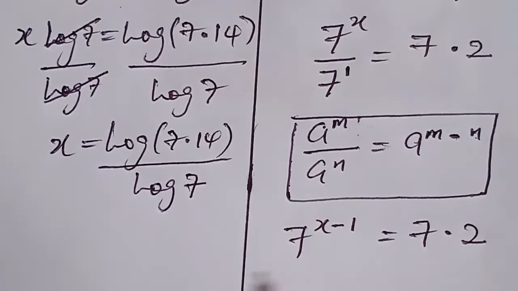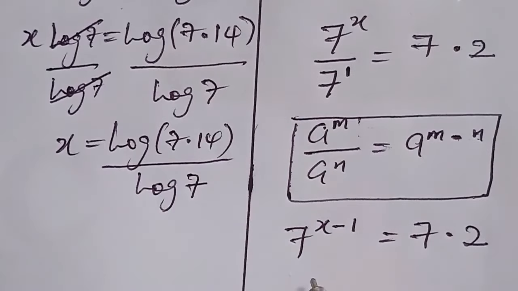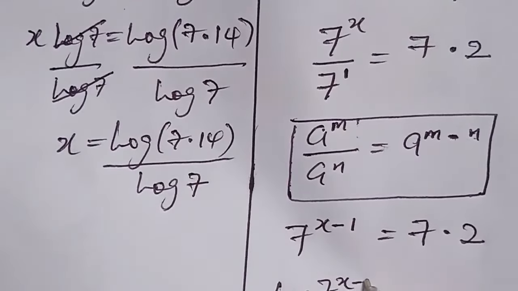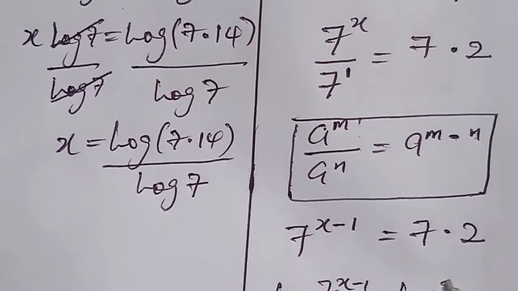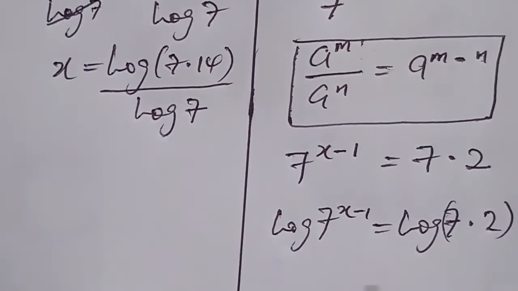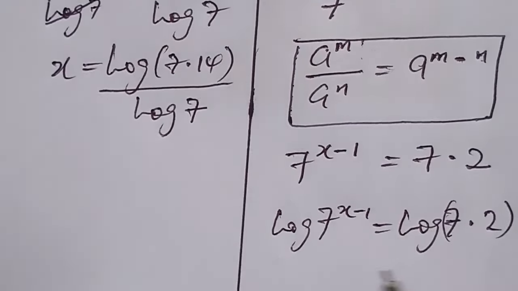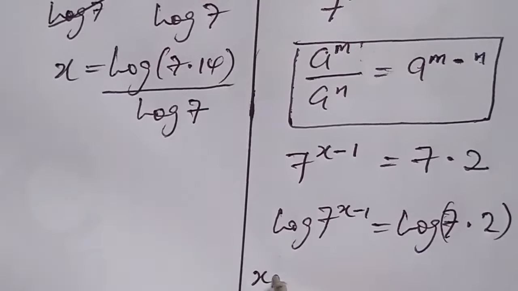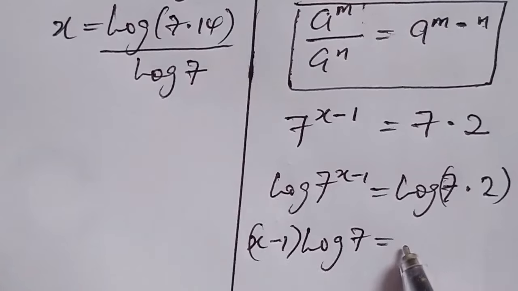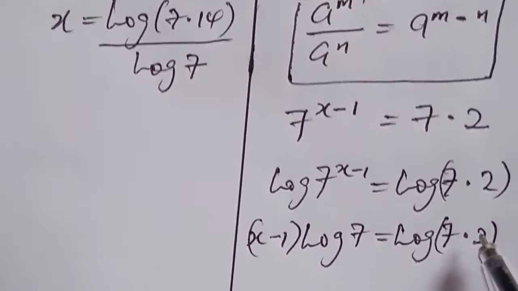So from here we can now take the log of both sides of the second method. So we have log of 7 to the power of x minus 1 equal to log of 7 multiplied by 2. Now from the exponent of the left hand side, we bring it down to the base. So we have x minus 1 in brackets times log of 7 equal to log 7 multiplied by 2.